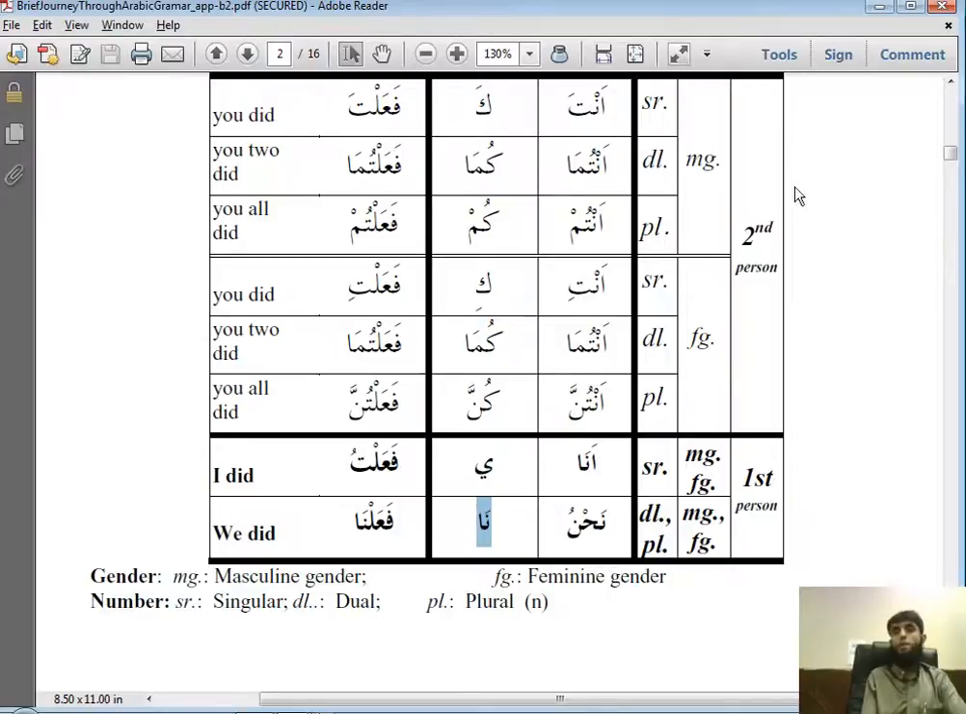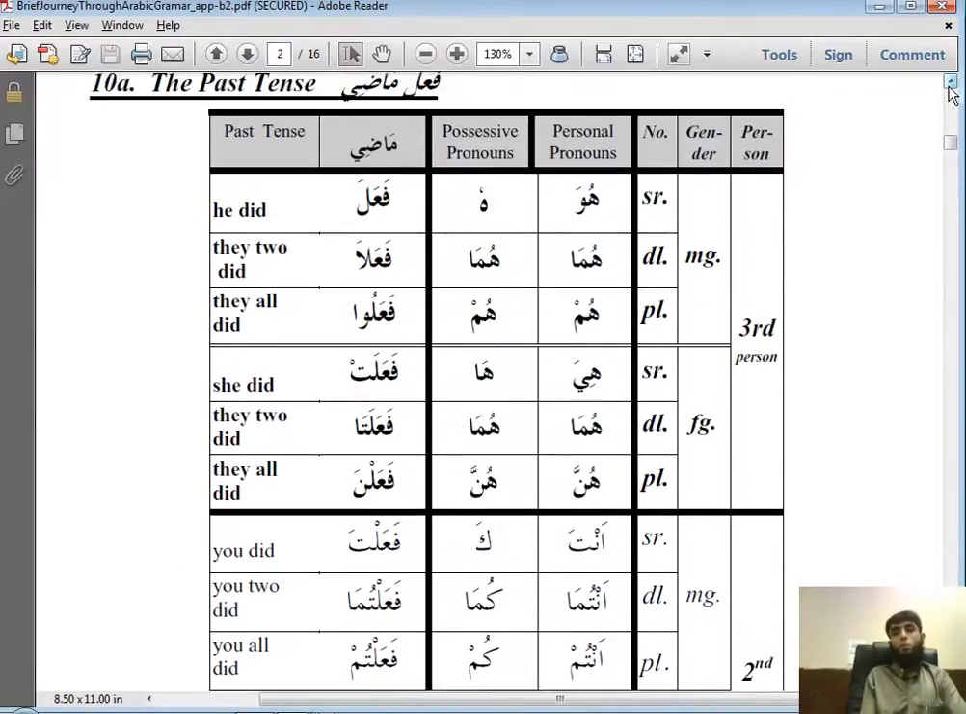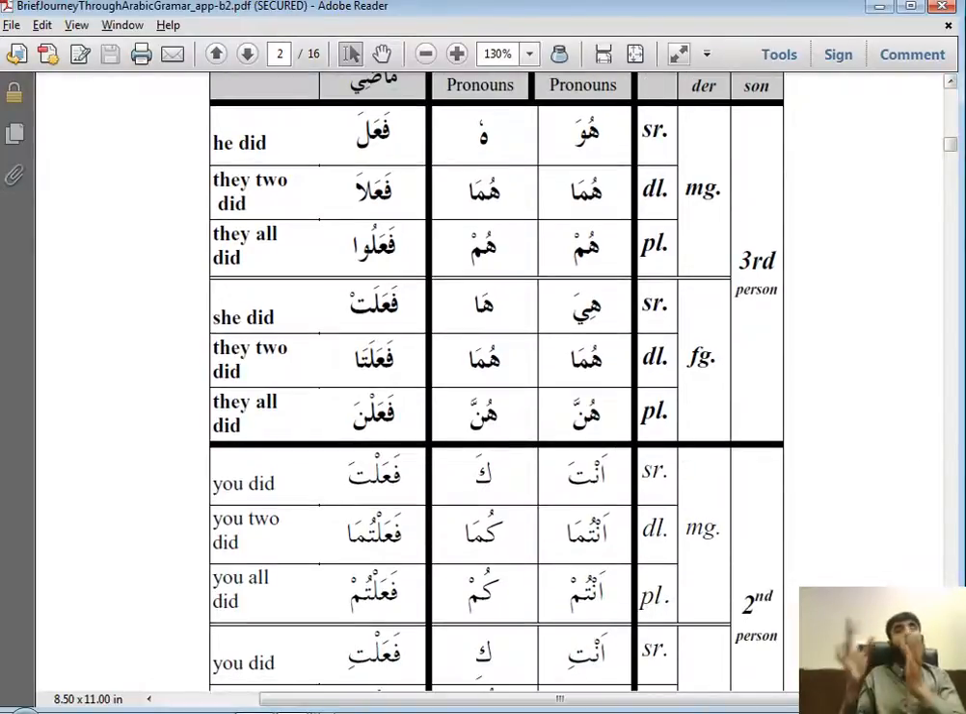So na is for us and ours. Okay, so then we started discussing the verbs. And we said that verbs can be classified as past tense or present tense or future. So in Arabic, the form for present or future is the same. And so this chart is talking about the past tense verbs only.